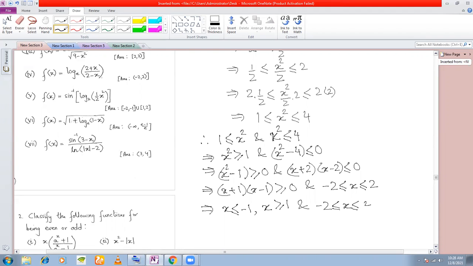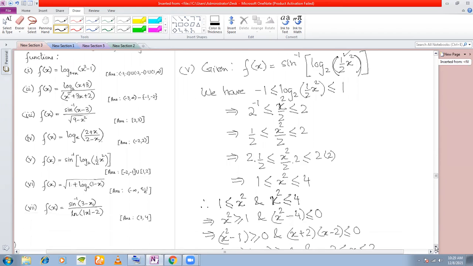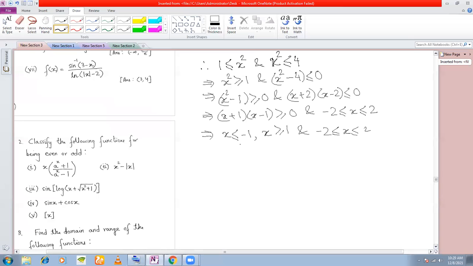Now, these are the conditions that you are getting only from sine inverse. What is the next condition? The next condition has to be that the quantity inside the log is greater than 0. But x square by 2 is always greater than 0, isn't it? You don't have to check anything. X square is always positive, so x square by 2 is also always positive. So the only conditions you are getting here are these three. Now let's combine these three.